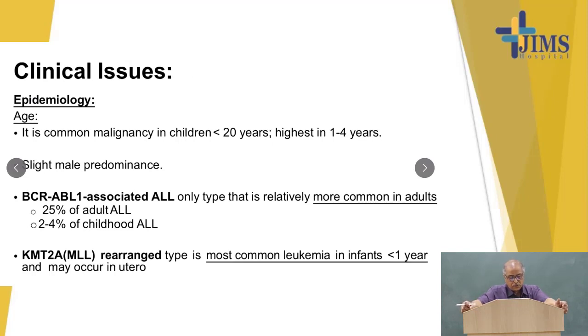Clinical issues, epidemiology and age: it is the most common malignancy in children below 20 years, highest at 1 to 4 years, with a slight male preponderance. BCR-ABL associated ALL is the only type that is relatively more common in adults, and the prognosis is poor. It is seen in 25% of adult cases with BCR-ABL translocation. KMT2A-MLL rearrangement type is the most common leukemia in infants and may also occur in utero.